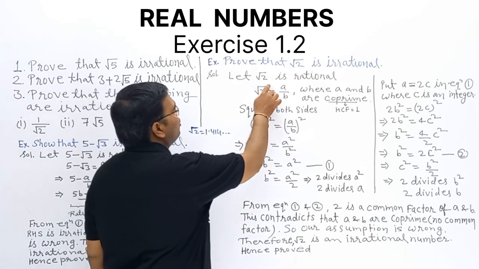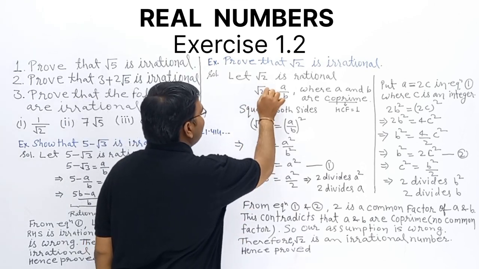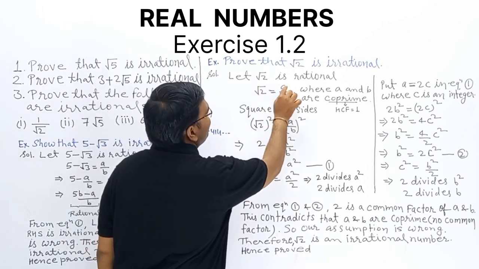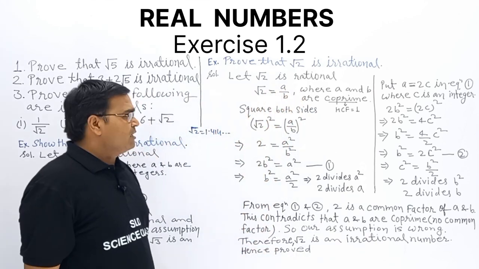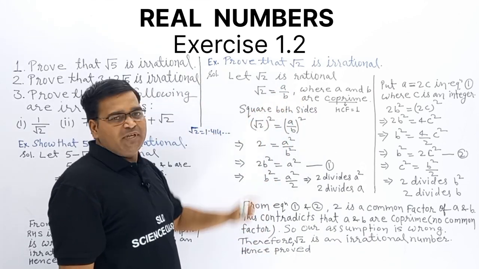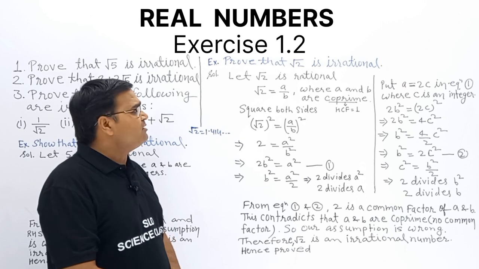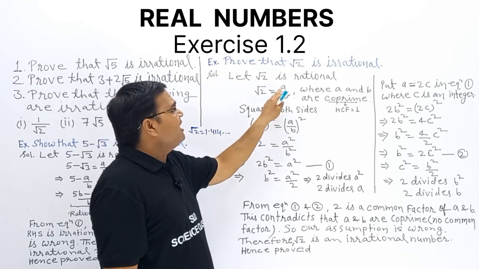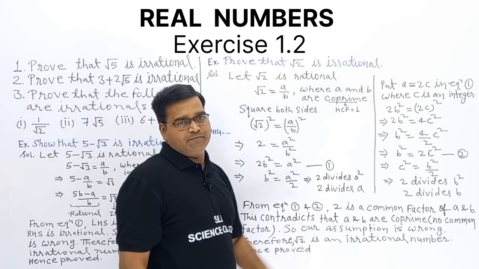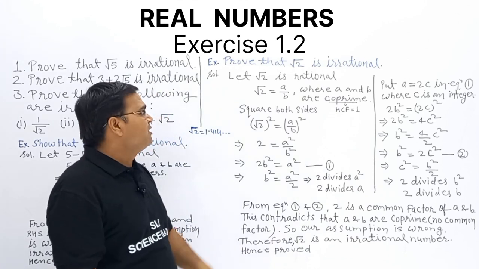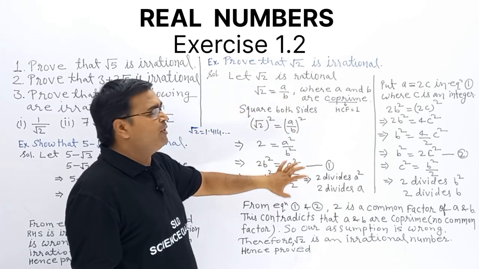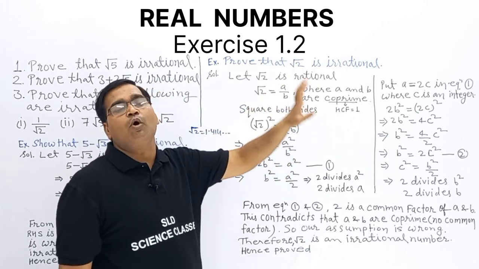Then rational, so this irrational number, root 2, should be equal to A upon B. So I am taking A upon B, where A and B are integers, but in this question I am taking A and B as coprime, because I want to prove this.